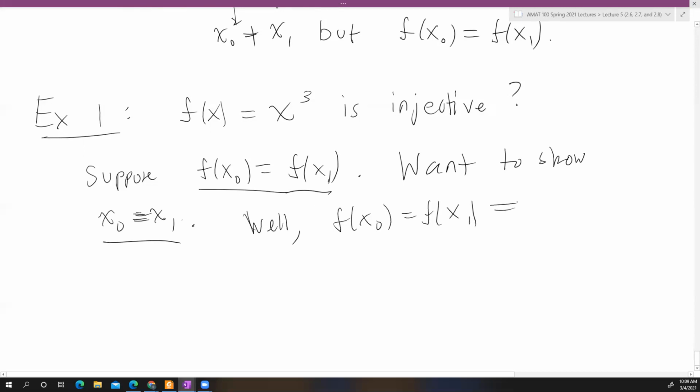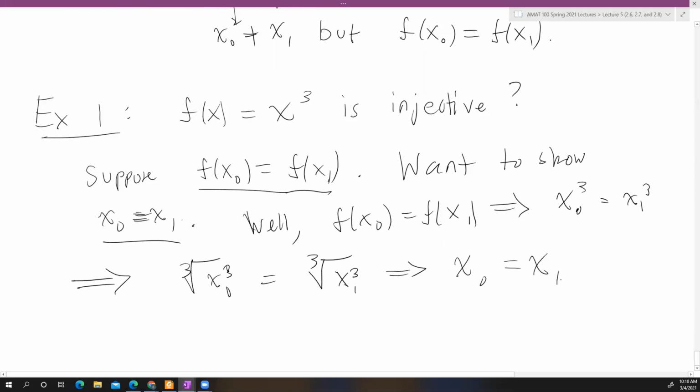this equation is the same as x0 cubed equals x1 cubed. Now, with odd powers, I can take the root, and I don't have to worry about pluses or minuses. So I can take the cube root of both sides. And because I'm taking the cube root of something cubed, the power and the cube root cancel out, and it will imply that x0 is equal to x1. And then that shows, so it's a check mark, and that shows f is injective.